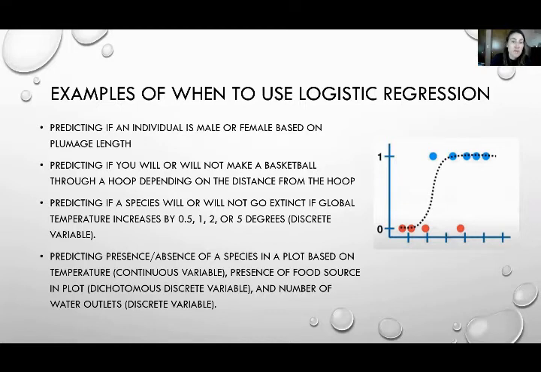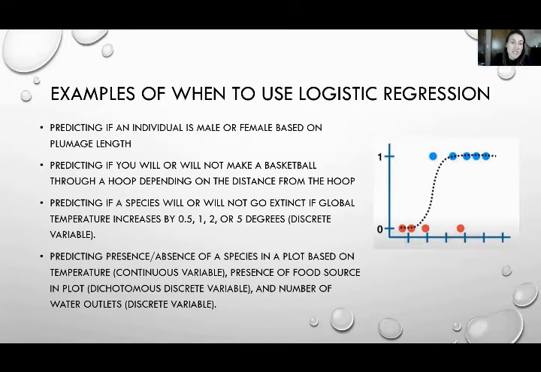Another example would be predicting if you will or will not make a basketball through a hoop depending on the distance from the hoop. So here, the x-axis is continuous, and it's the distance away from the hoop. And then the y-axis is made the hoop or did not make the hoop.